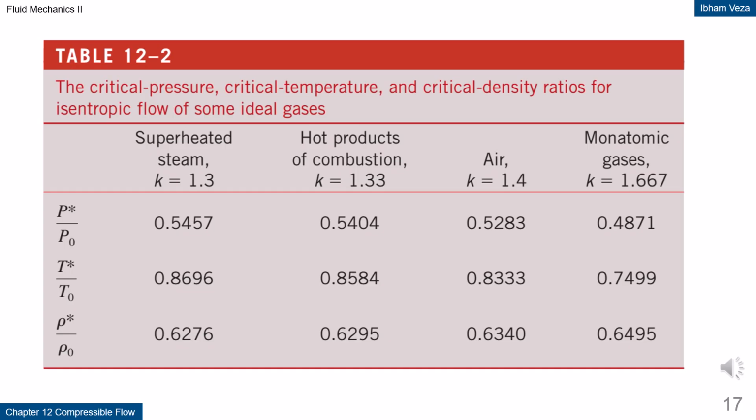Critical ratios for isentropic flow of ideal gases. This table shows the critical ratios of pressure, temperature, and density for various ideal gases. These values depend on the specific heat ratio k. For air, the critical pressure ratio is about 0.528 of the stagnation pressure. Each type of gas has its own characteristic in reaching sonic conditions. This data is very important for practical nozzle and duct flow calculations.